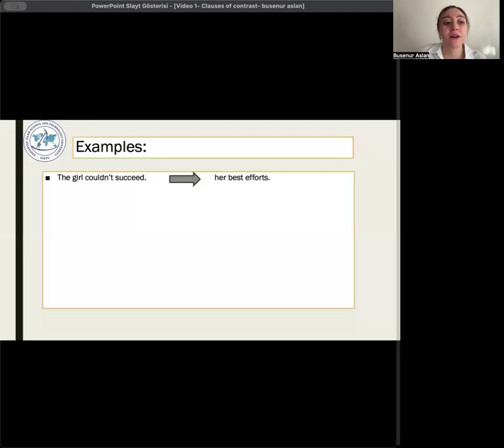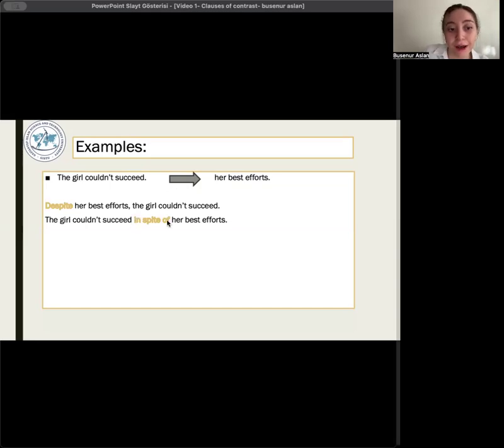Let's look at the other example. The girl couldn't succeed. Her best efforts, this is the positive thing, but the girl couldn't succeed, this is negative. There is negative, there is positive, and the linking words of contrast such as despite and in spite of link opposite things. Let's see. Despite her best efforts, the girl couldn't succeed. The girl couldn't succeed in spite of her best efforts. You see, there is a phrase, there's a noun, her best efforts.